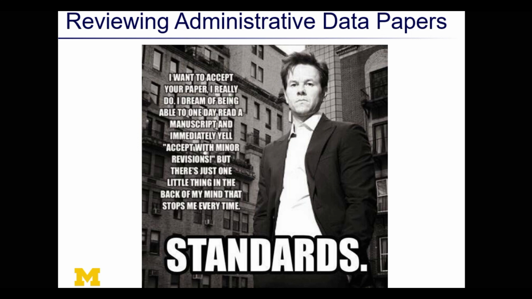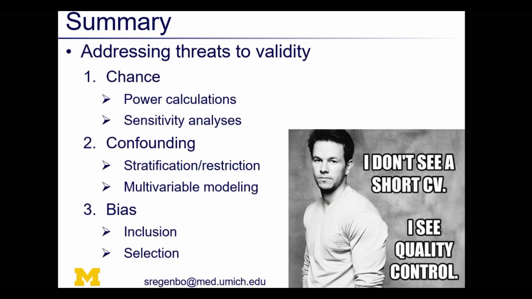In the end, when we review administrative data papers, we need to be really careful that we're applying the right standards. Just because the data are available, just because the data sets are large, just because the p-values are low, doesn't mean the conclusions are necessarily correct. So in summary, we need to assess threats to validity when we look at observational studies, especially using administrative data. And the three threats are chance, confounding, and bias. Really important to think through all three of these in great detail anytime you review any of these papers.